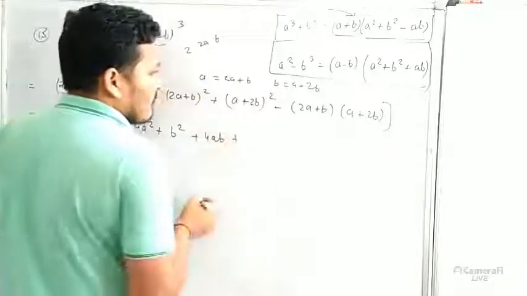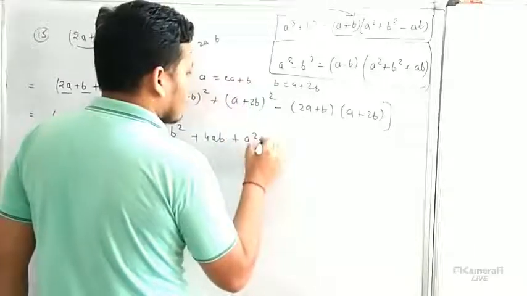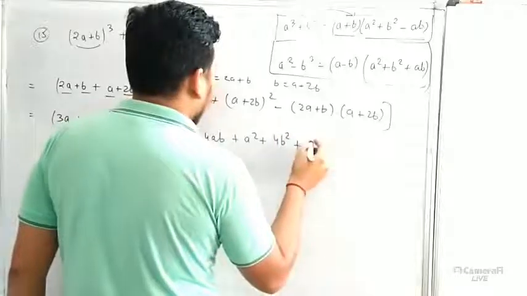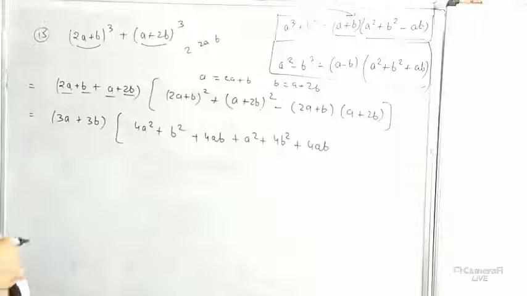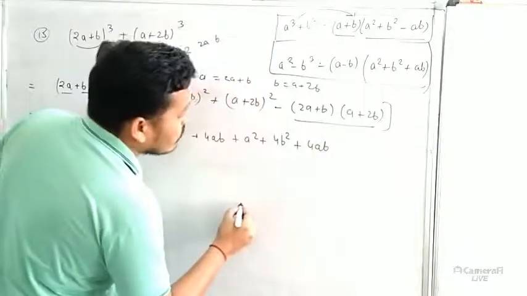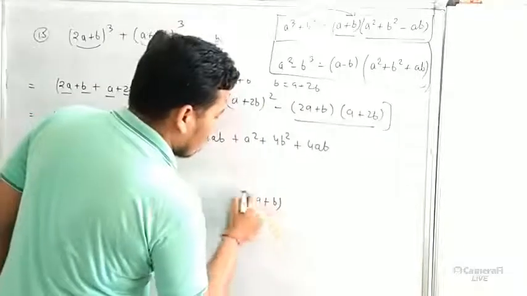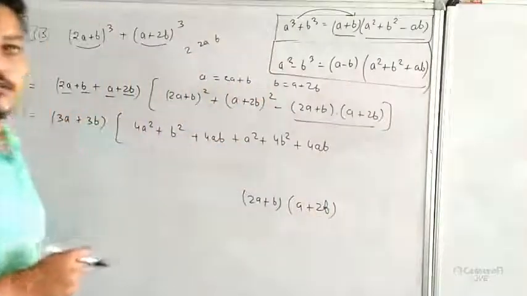Next, plus, multiply this. (a plus 2b) whole square: a square plus 4b square and plus 2ab, so 2 times 2 is 4ab. Now multiply both parts, 2a plus b and a plus 2b. How much will this be? It is 2a plus b multiplied with a plus 2b.